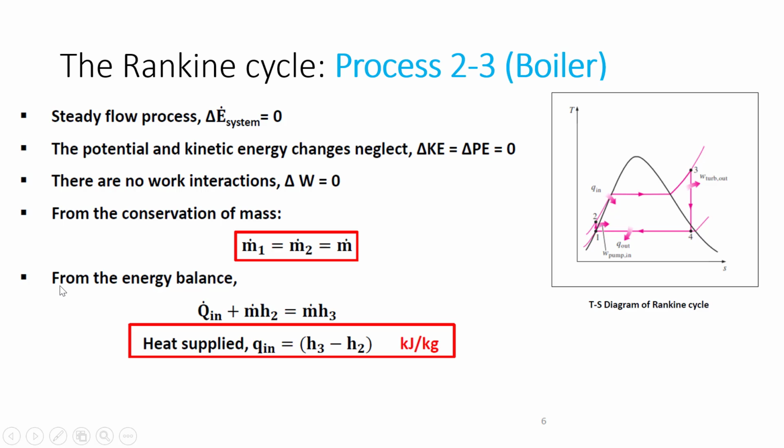Okay, from the energy balance equation, what energy do we have at point 2? The energy at point 2 must be the same as the energy at point 3. Energy at point 2 is Q in and the enthalpy H2, and it equals the energy at point 3, which is only H3. So we can write the equation as Q dot in plus m dot H2 equal to m dot H3. We rewrite the equation and get q in equal to H3 minus H2. This is the heat supply. Note that this small q is the specific heat.